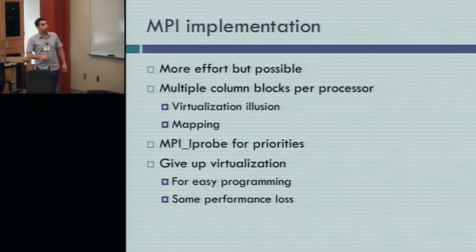We also need MPI probe for prioritizing the data messages over the computation, which is kind of error-prone to have in the code. If we give up virtualization, we're going to have easier programming, but some performance loss. We are just using the fact that the analysis finds independent rows. We are not going to use the overlap features of the algorithm.